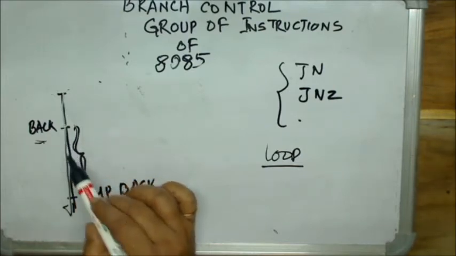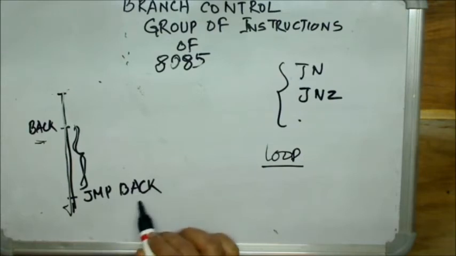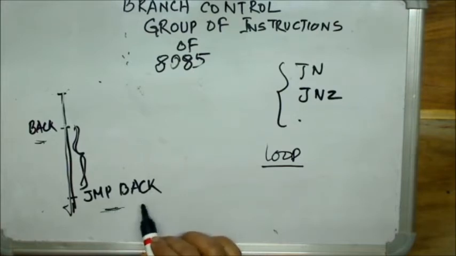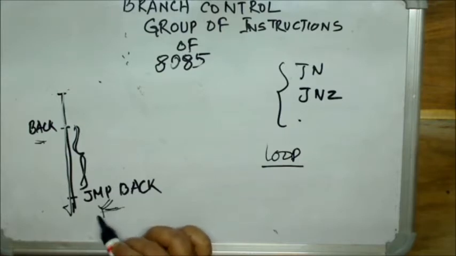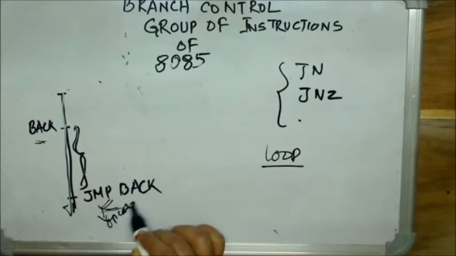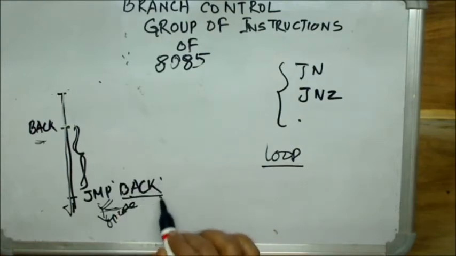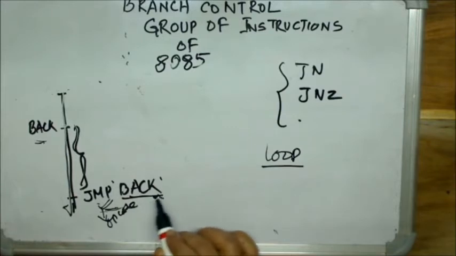Fine. Now the jump back, this is assembly language. So when the assembler converts this assembly language into machine language, for jump there will be an opcode, and for back there will be an address. The assembler knows what this address is. It will substitute that address.